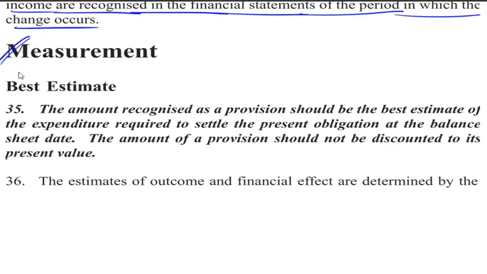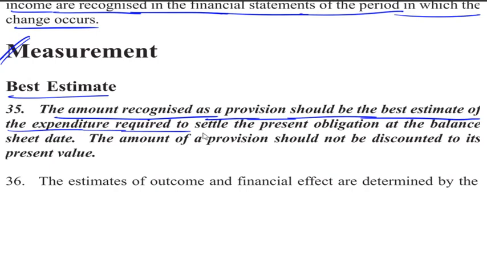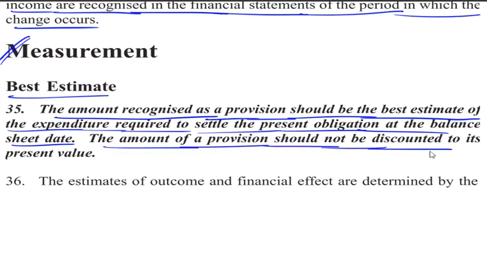Now, measurement, best estimate. The amount recognized as a provision should be the best estimate of the expenditure required to settle the present obligation at the balance sheet date. The amount of provision should not be discounted to its present value.